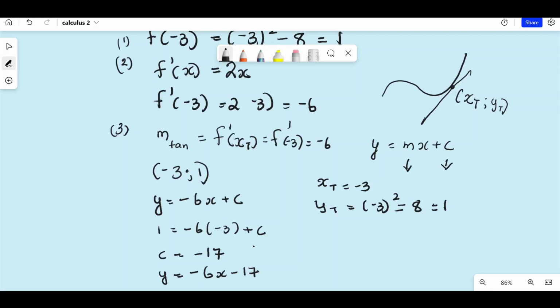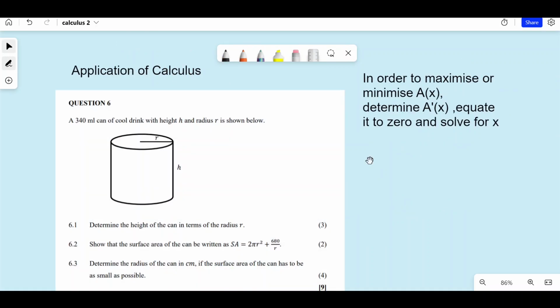Okay, that is all in calculus. Now we can go to a question on application of calculus. Okay, now we are going to application of calculus. Before we go to the exam questions given here, let me go in general.